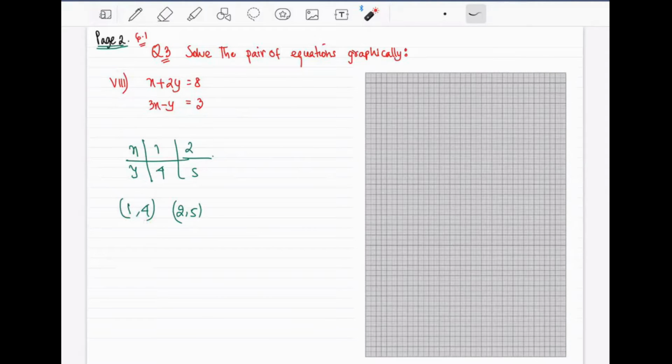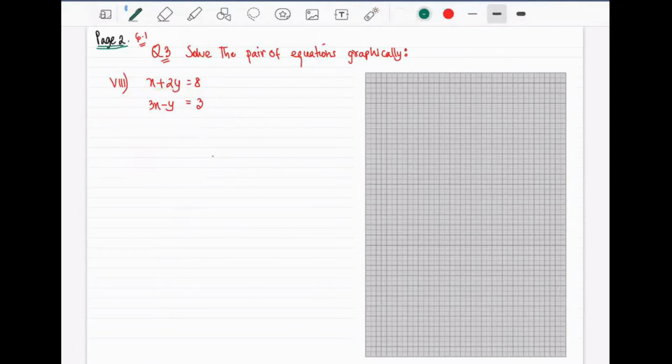Okay, let me take up 3 questions from your question number 3 of exercise 6.1. I'm going to take up Roman number 8, Roman number 10, and Roman number 12, because they produce different forms of graph. Okay, for now, let's focus on this. First of all, in order to solve the two pairs of equations graphically, you need to draw the table for the first equation and the second equation. Okay, let's proceed.